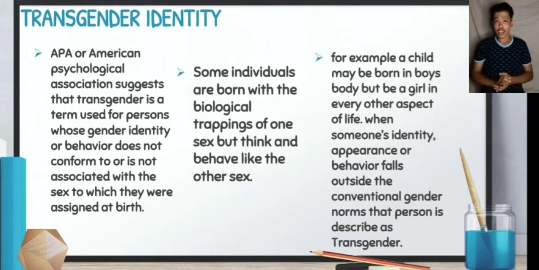Some individuals are born with the biological trappings of one sex but think and behave like the other sex. For example, a child may be born in a boy's body but be a girl in every other aspect of life. When someone's identity, appearance, or behavior falls outside the conventional gender norms, that person is described as transgender.